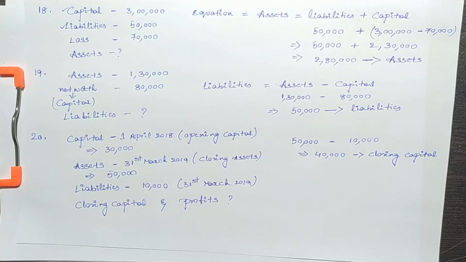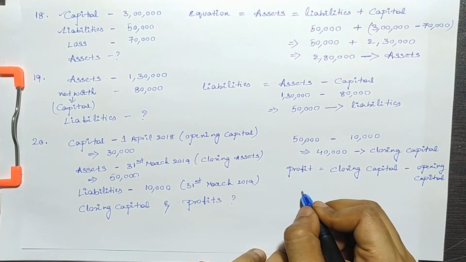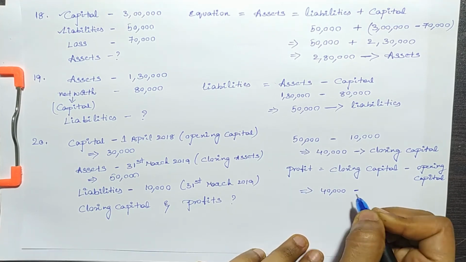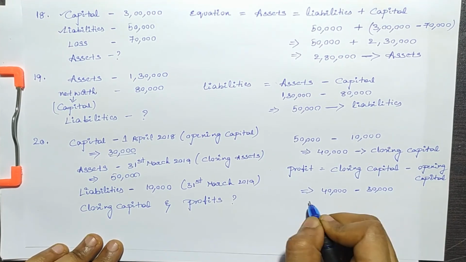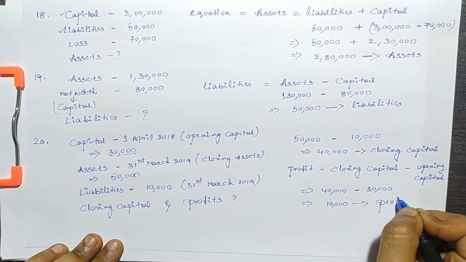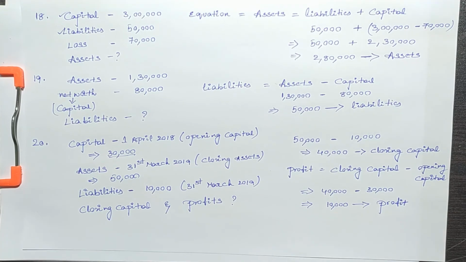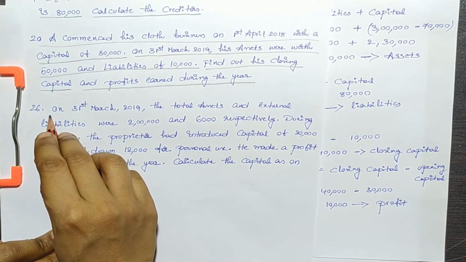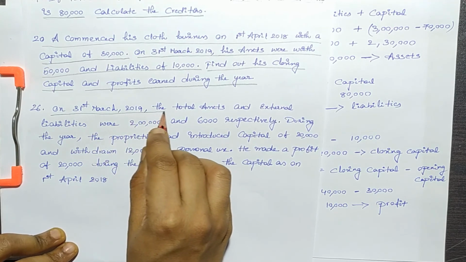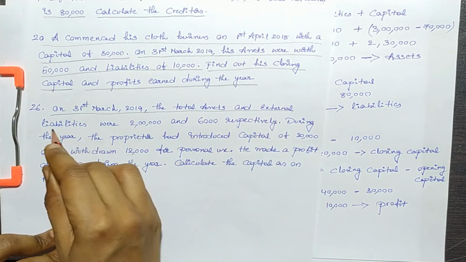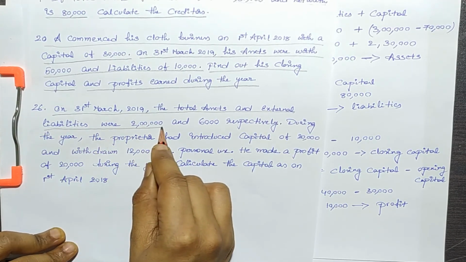In the question they have not given expenses and additional capital. So to find out profit, we need to deduct opening capital from closing capital. Profit is equal to closing capital minus opening capital. That is 40,000 minus 30,000, which comes to 10,000. So 10,000 is profit.